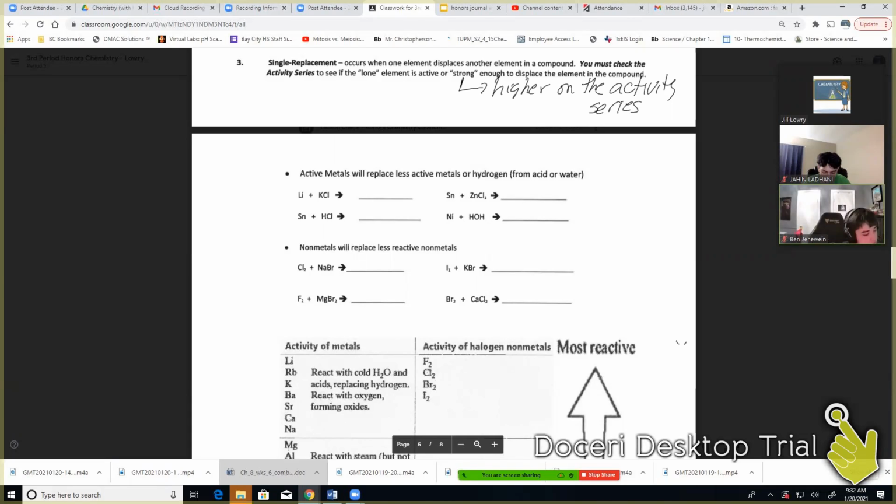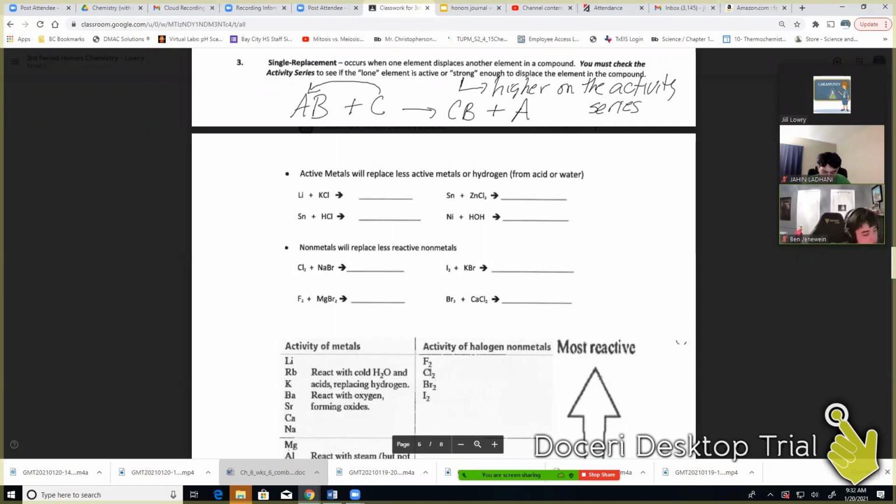So if we're looking at these, I have a compound plus a single element, and that single element is trying to displace something in the compound. If it's strong enough, if it is higher up on the activity series, it will be able to do that, and then you'll have a new single element. Metals replace metals, and non-metals replace non-metals. So you've got to remember that too.